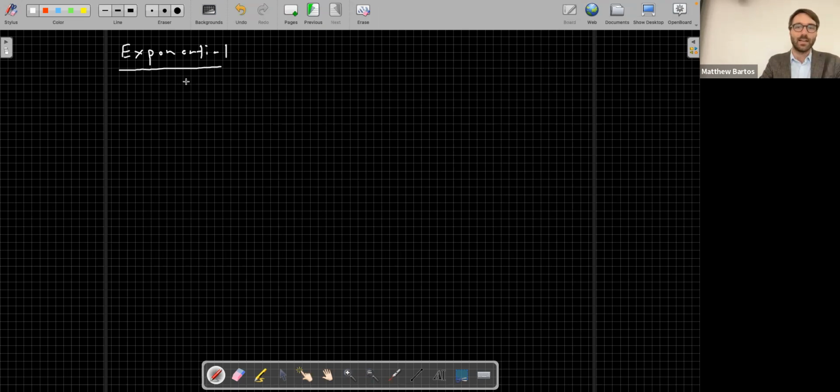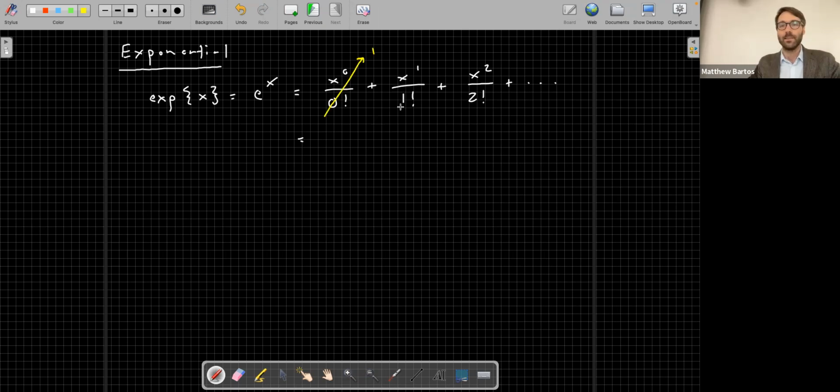So let's say we're looking at the exponential function. In the scalar case, this would be the exponential of some scalar variable x, which is e to the x. And if you remember, perhaps from undergraduate differential equations, we can write this as x to the 0th power over 0 factorial plus x to the first power over 1 factorial plus x squared over 2 factorial, and so on and so on. Okay, so this here just becomes 1, because 0 factorial is 1. This here becomes x because 1 factorial is 1 and x to the first power is just x.